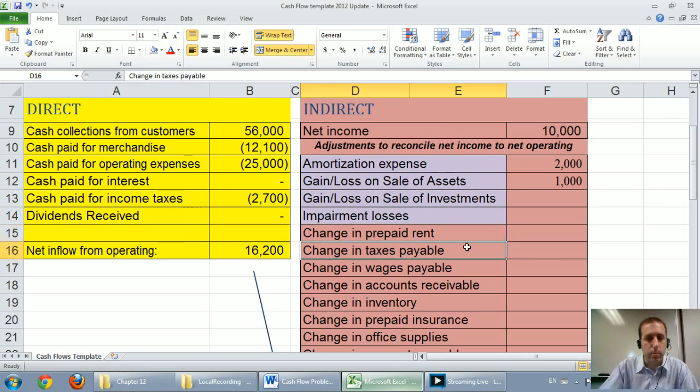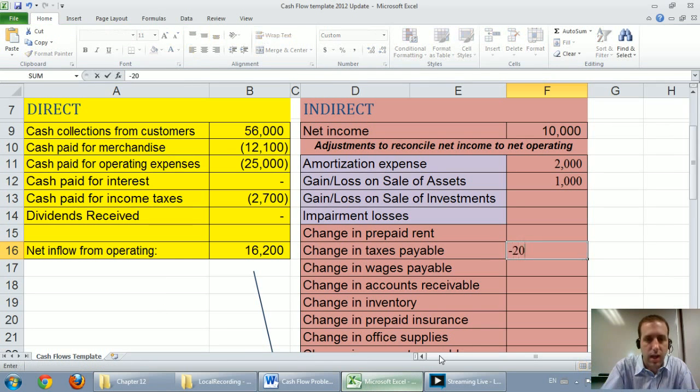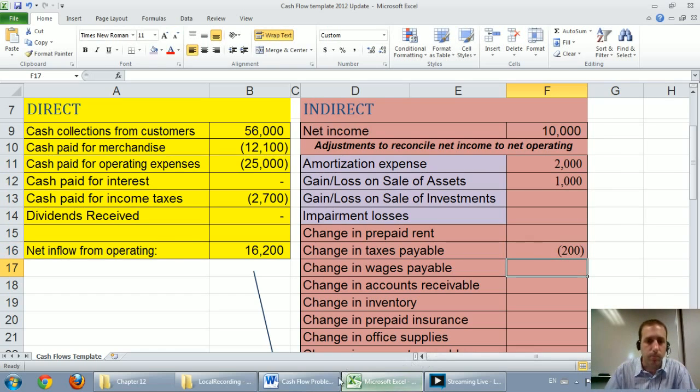They didn't have prepaid rent, but they did have taxes payable. Let's have a look at our taxes payable. Our taxes payable went from 1,200 to 1,000. They went down by 200. You've got to say to yourself, why did taxes payable go down? Well, taxes payable goes down because you pay your taxes. So that $200 that it went down is bad for your cash. I mean, it might be good for your standing with the government to pay your taxes, but it's bad for your pocketbook. You cost yourself $200. So this is a negative $200 impact on cash.